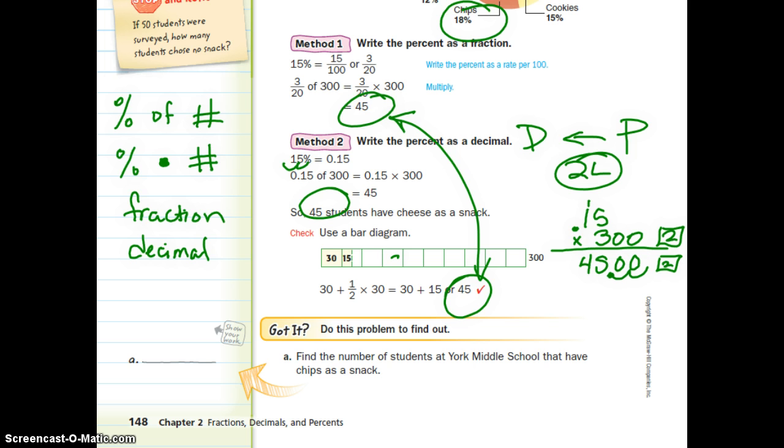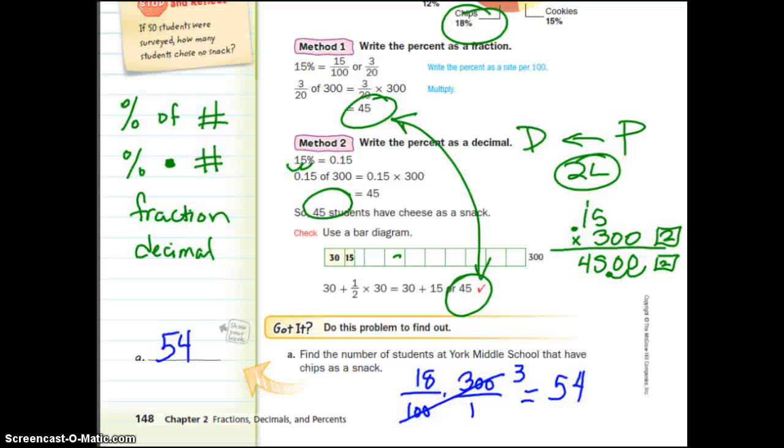Okay, you're now going to figure out chips. Chips is 18%. Come back when you got your answer. See you soon. Pause the video. Did you get 54? 18 over 100 times 300 over 1. 100 goes into 300 3 times. 18 times 3 is 54. Turn the page.